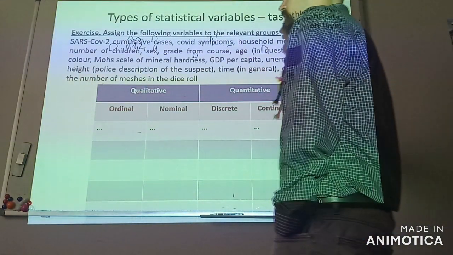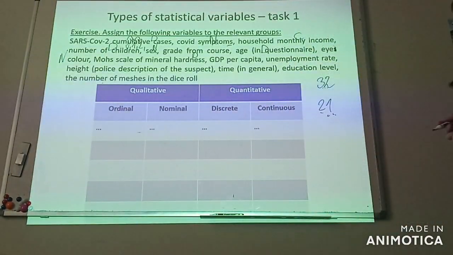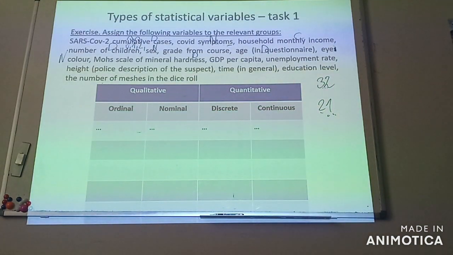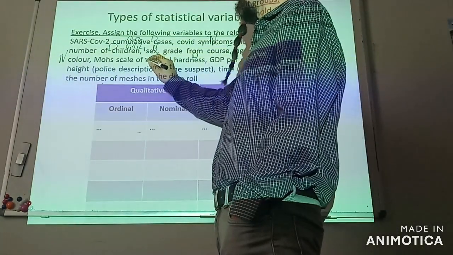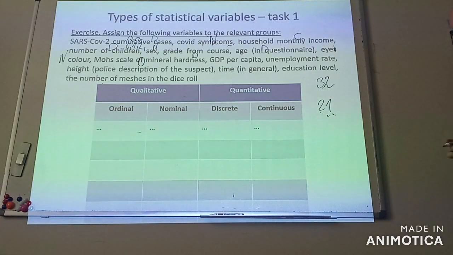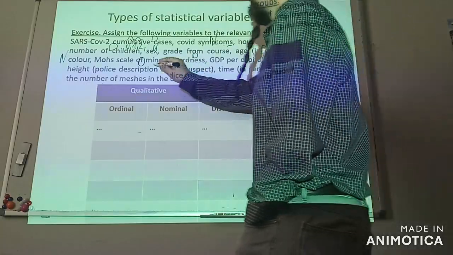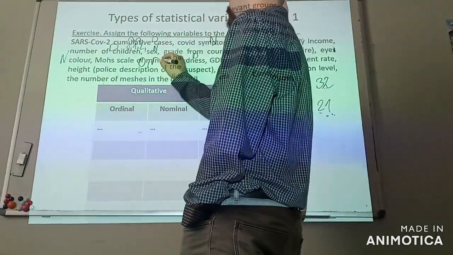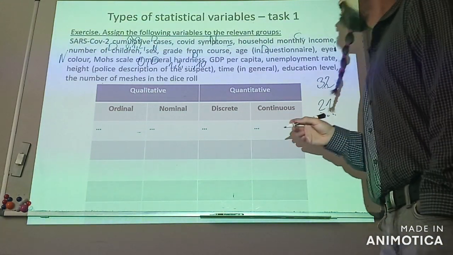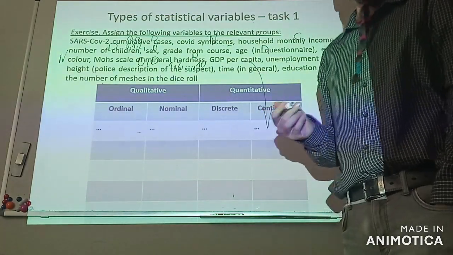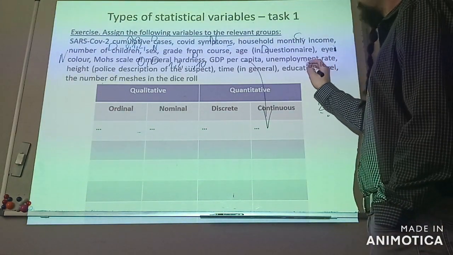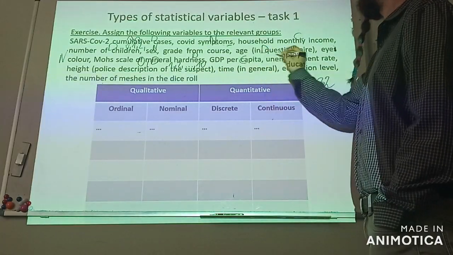Eye color, as we know, has nominal character. Mohs scale of mineral hardness, as you remember from geography, has ordinal character, yes, from chalk to diamond, or we can also assign it into a discrete category, 1, 2, 3, up to 10, so it has dual character. GDP per capita, like most economic variables, has continuous character. The same for unemployment rate, yes, so both are continuous.